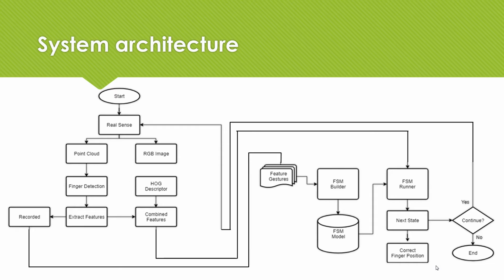Then on the recorded side we use it to train and build the finite state machine system, and after that we get the finite state machine model. And with the combined feature we run the finite state machine runner, and then using the finite state system that we have, we can predict the next state function and get the correct finger position.